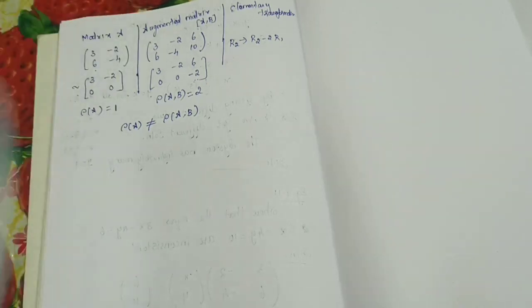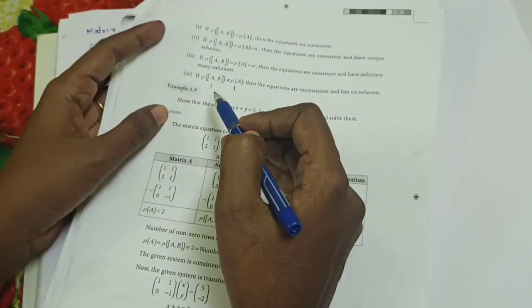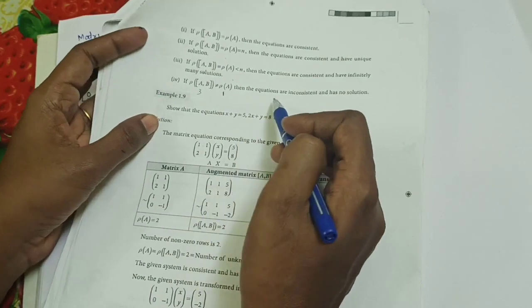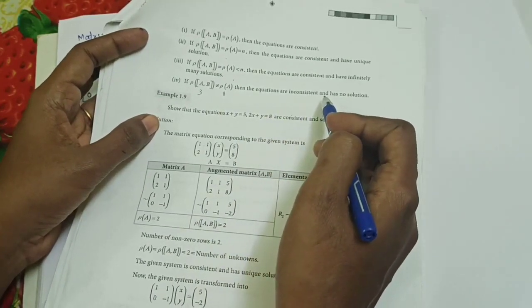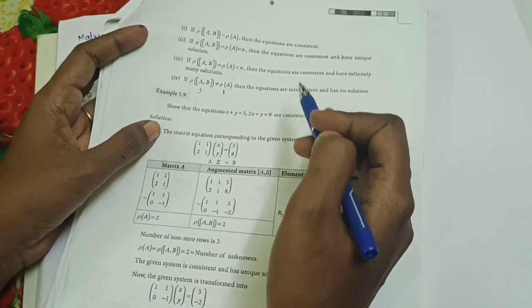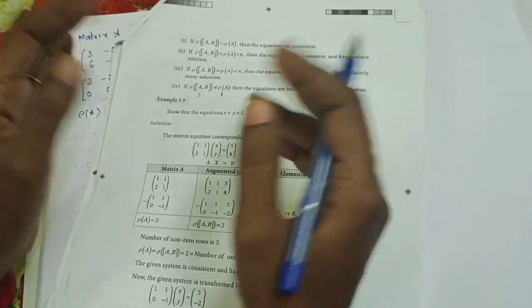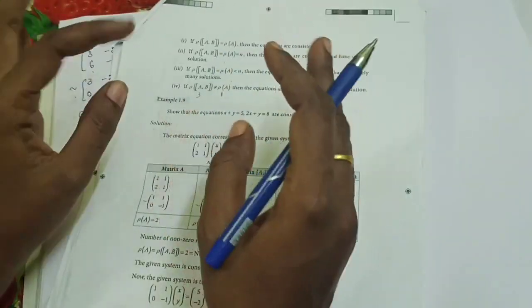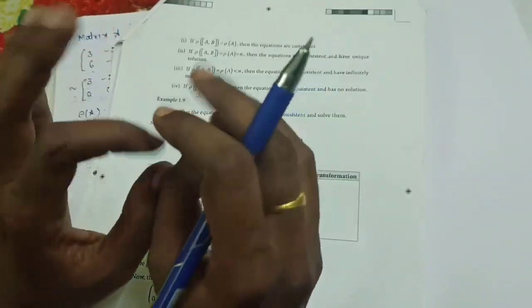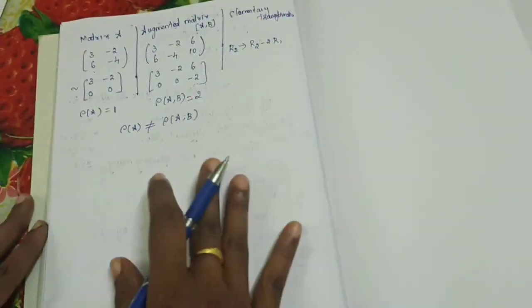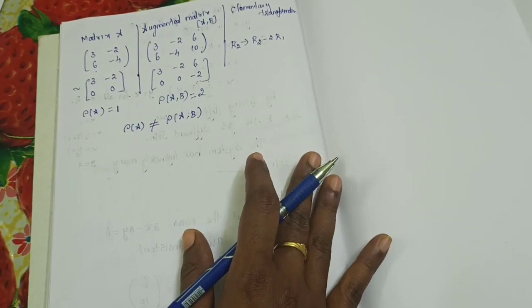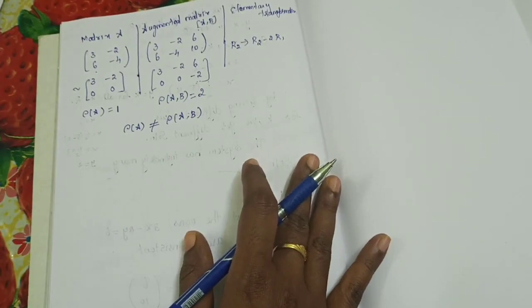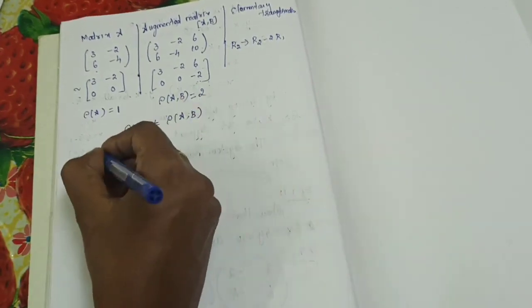So what's the rule? We have learned already. Rank of A comma B is not equal to rank of A means what will we conclude? The equations are inconsistent and there is no solution. We can't find any solution. So this particular system of equations has no solution. From here we are going to stop. That's all.